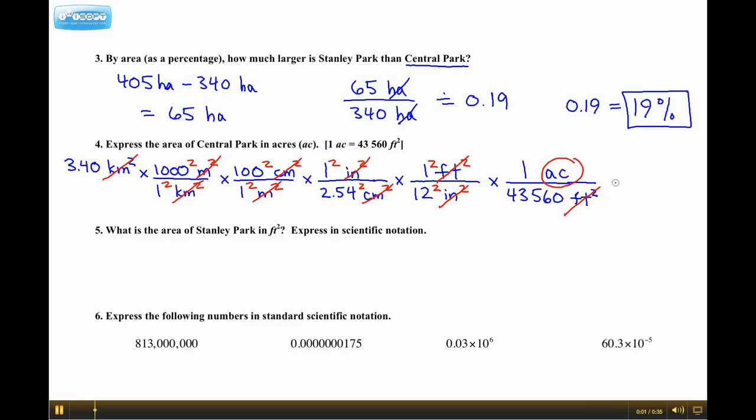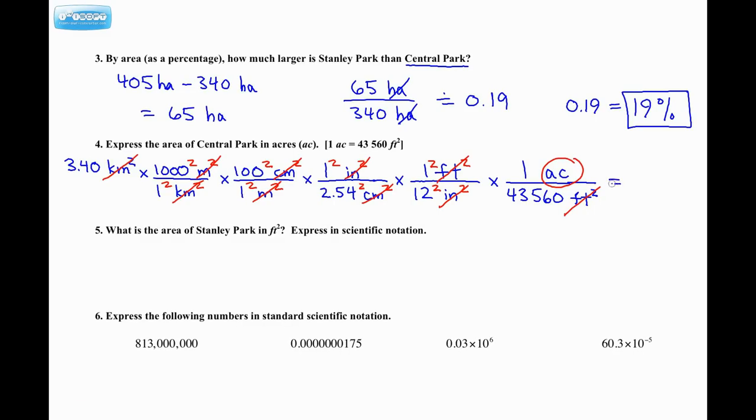All right, I get approximately 840 acres. That's roughly how large Central Park is.